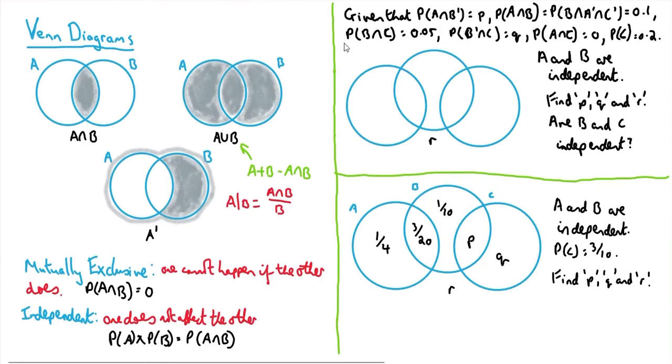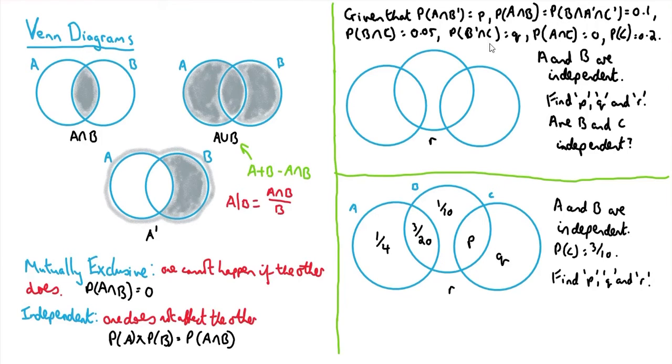So we might start off with something like this, where we're given a description and we have to fill out a Venn diagram based on it and then solve for some unknowns. So if we just read through said description, first we have, given that the probability of A intersection not B is P, the probability of A intersection B is the same as the probability of B intersection not A intersection not C, which is 0.1. The probability of B intersection C is 0.05.